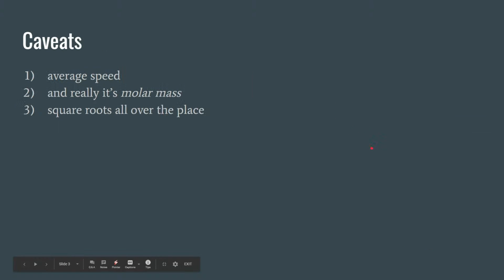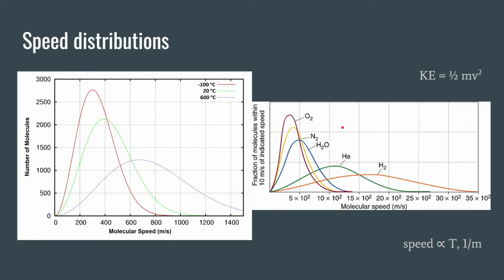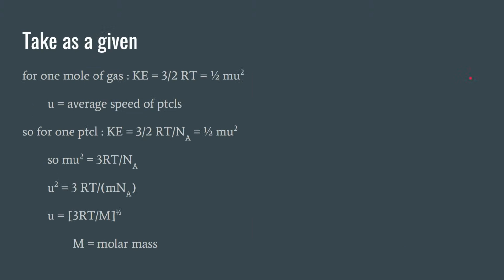Now, a couple of things. First up, we're really going to be talking about average speed rather than distributions. And really, we're talking about molar mass rather than the mass of the particle in question. Okay? And there's going to be square roots all over the place because of this guy, the 1/2 mv squared. Okay. So let's do a little bit of algebra. Not that much. For 1 mole of gas, the kinetic energy is 3/2 RT. Remember R, the universal gas constant.